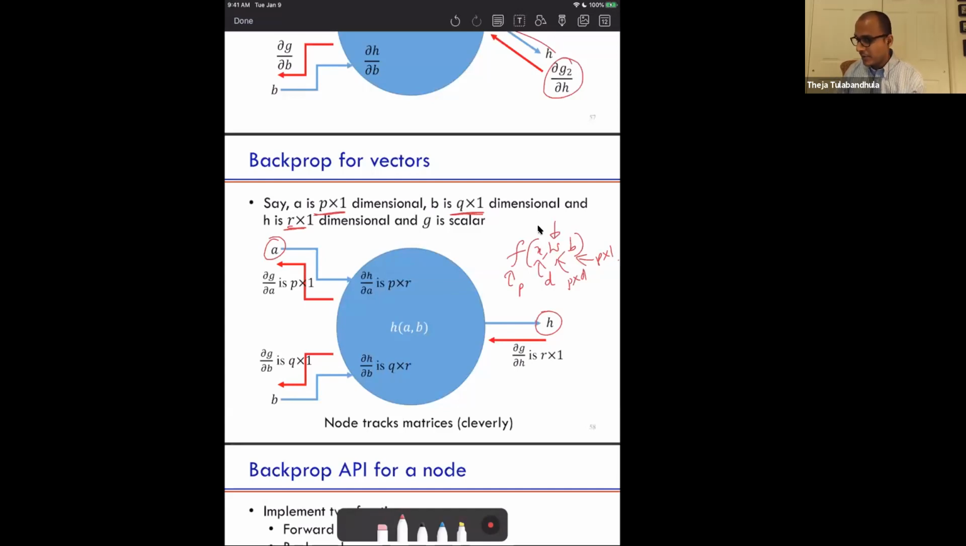So these are called Jacobians. If you take a multi-dimensional output, multi-dimensional function, then you essentially have what is called a Jacobian. So this is a Jacobian. So you still do the local gradient times the incoming gradient. Okay, so it's just that the incoming gradient is a vector, the local gradient is a matrix. That's the only difference from the simple computation that we did earlier.